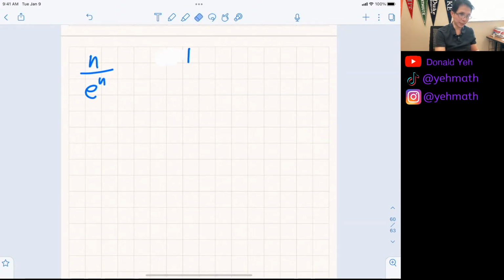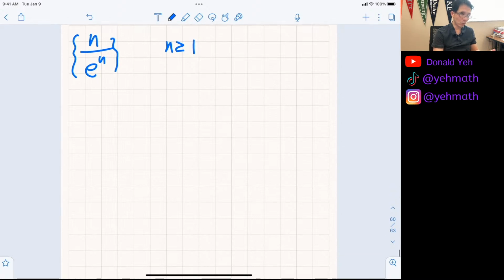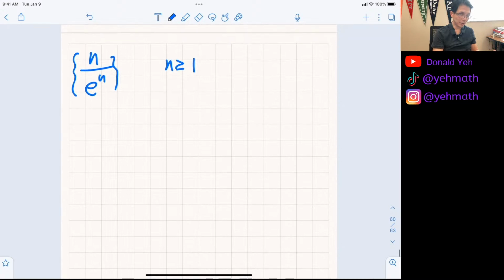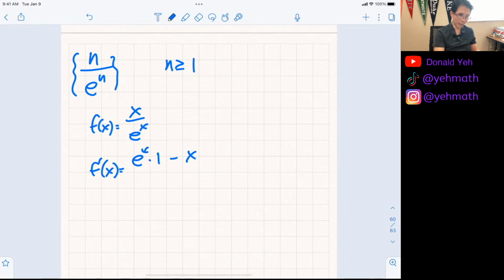So how do we know this is monotonic? We can actually use Calc 1. And since we know n is always greater than or equal to 1, a to the n. So in order to show monotonic in this particular case, we want to see using Calc 1, which is just to take a derivative, where f of x is equal to x e to the x. And if I take a derivative of this, it's going to be low d high minus high d low over low low.